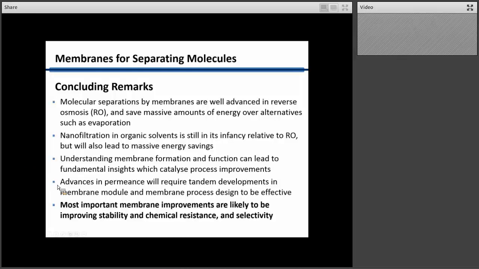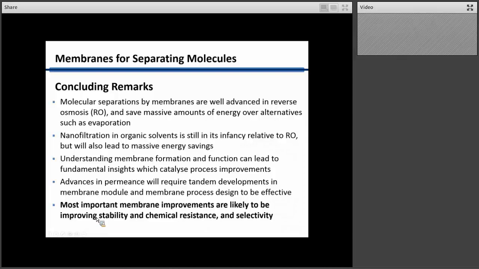Advances in membrane permeance, which are a favorite topic for studies, there's a lot of reports of people with ever higher permeance in the membranes, I think are very interesting, but they won't be that useful without tandem developments in membrane module and membrane process design. In other words, you can increase the intrinsic membrane permeance as much as you like, but unless we're able to improve mass transfer and reduce pressure drop in the modules, our systems won't be able to use that enhanced membrane permeance.